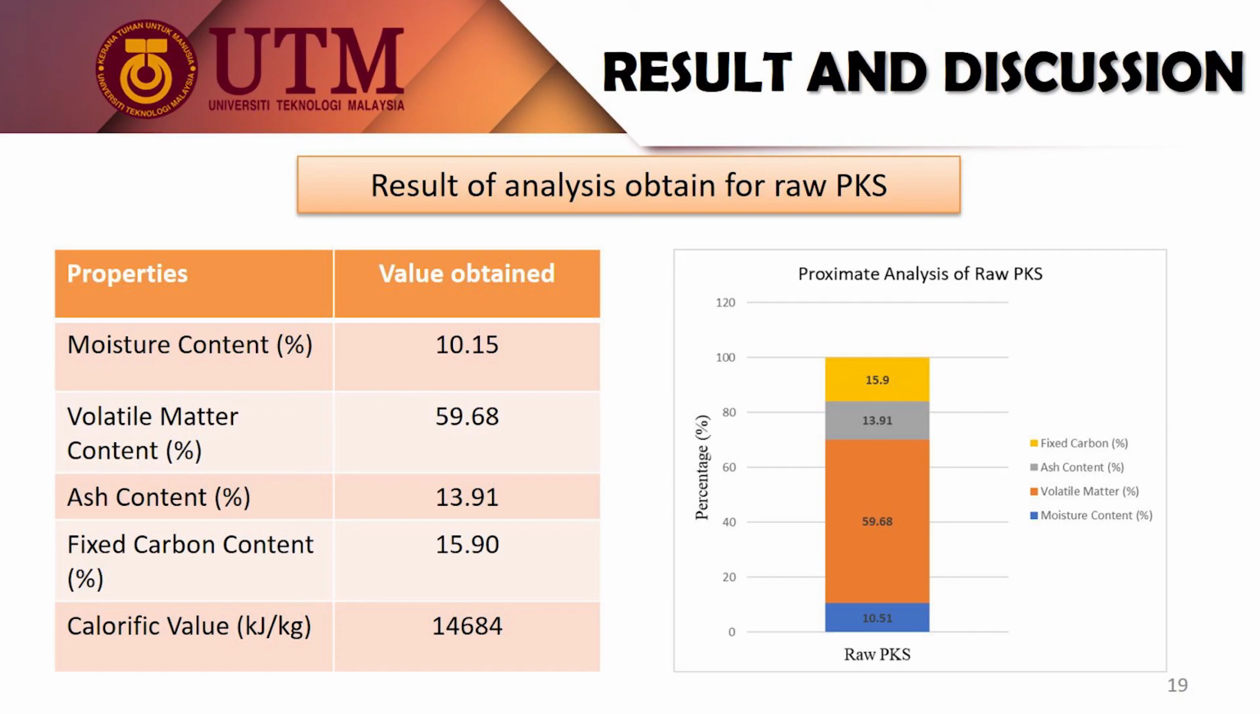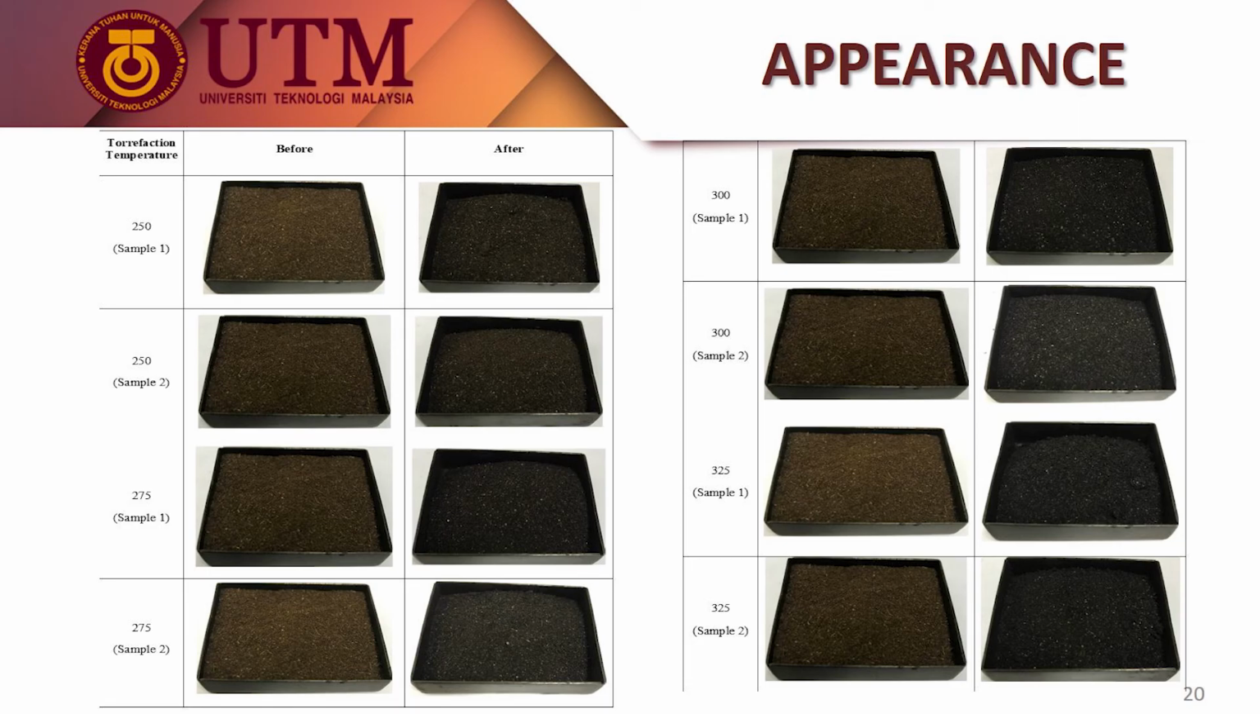Next, we move to result and discussion. Here is the result of analysis obtained for the raw PKS. It showed that moisture content is 10.15%, while volatile matter content is 59.8% and ash content is 30.91%. Fixed carbon content is 15.9%, while calorific value is 14,684 kJ per kg.